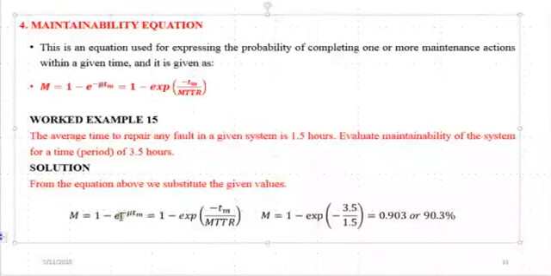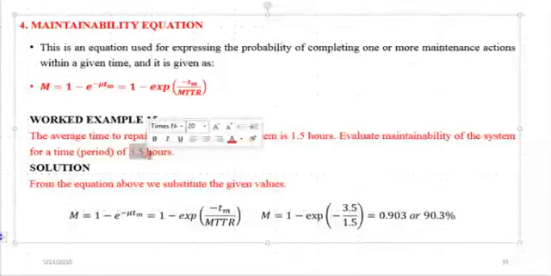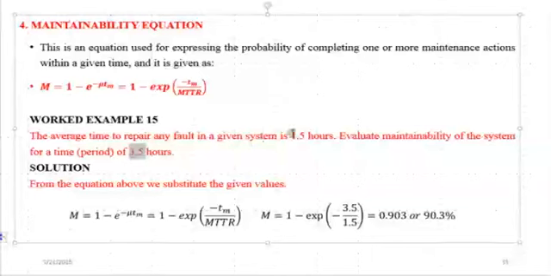Now, the maintainability equation, as we know, is equal to this. My Tm is the predicted time that we are asked to carry out the maintenance, and my 1.5 is what? My average time to repair, which is MTTR, the mean time to repair. Substituting this, dividing this by this, taking the exponential, then 1 minus that will give you 0.903, which is 90.3 percent.